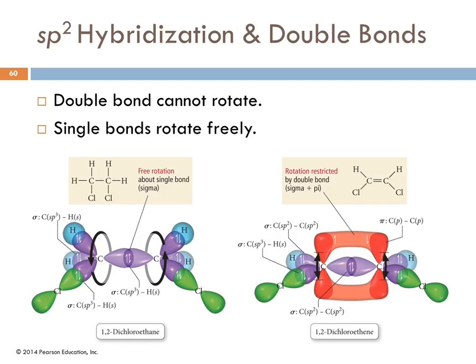It can't rotate. A single bond is like taking your index fingers and sticking them together, and you can twist one hand relative to the other, right? Double bond is like taking 2 fingers and touching them together, and now try to twist one hand relative to the other. It doesn't work because there's the 2 bonds there, and it restricts rotation.